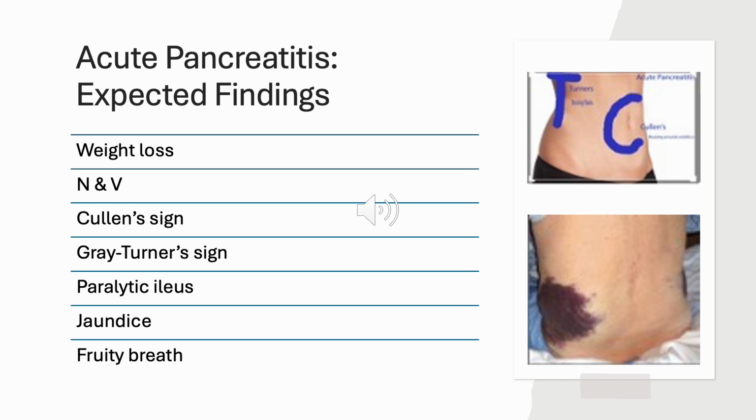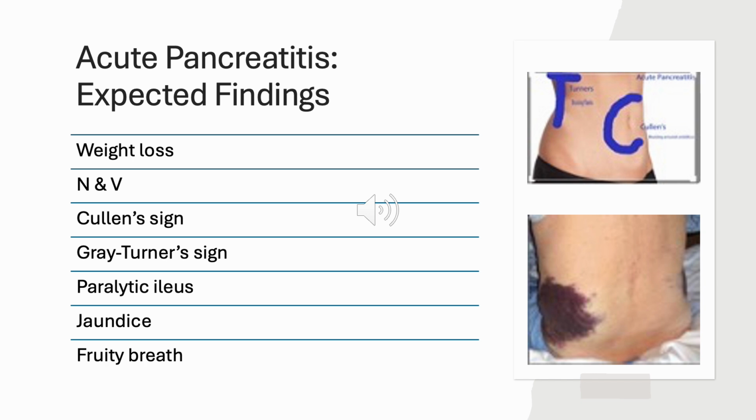Paralytic ileus can happen. They may not have a paralytic ileus, so if you don't hear bowel sounds, you may have to put in an NG tube if they do have an ileus. So of course, ask about flatus, passing flatus. And if they have an obstruction, a biliary obstruction, they could become jaundiced. Fruity breath and warm, moist skin could happen because of hyperglycemia.